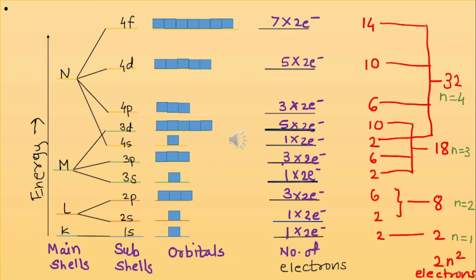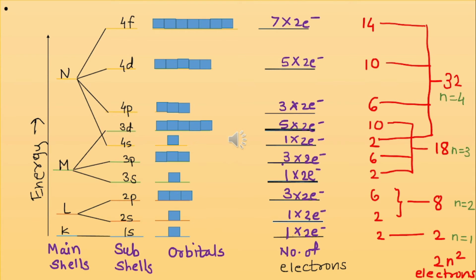So K main shell, which is having the least energy, is shown at the bottom, which is having one subshell, that is 1s. 1s has only one orbital. So one orbital can have two electrons. Thus K main shell can have only two electrons. Next comes the L shell with small n equal to 2. It is having two subshells, 2s and 2p.